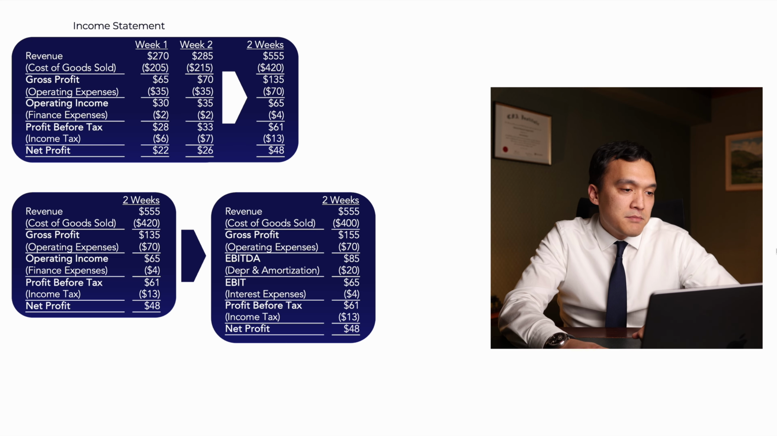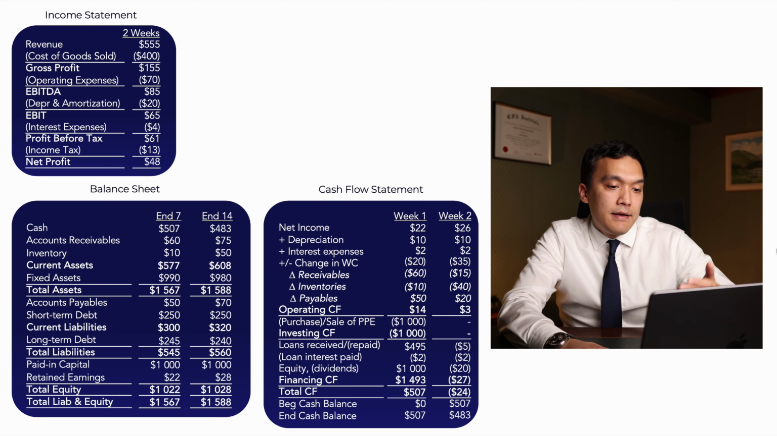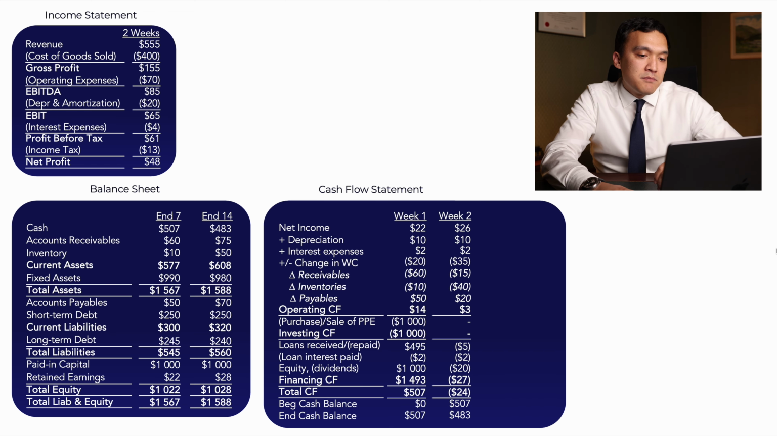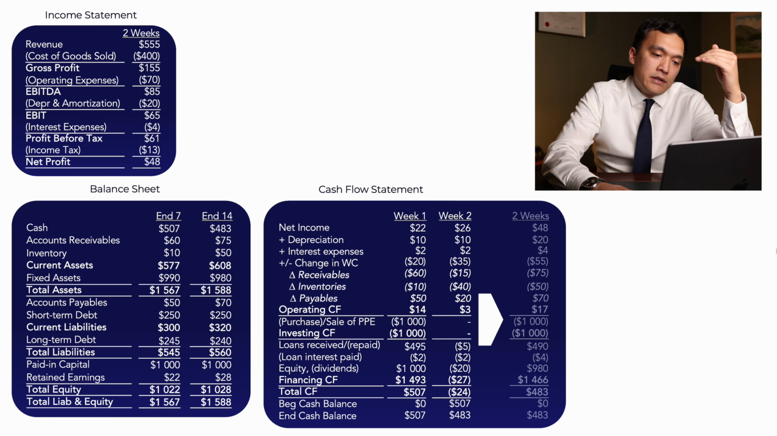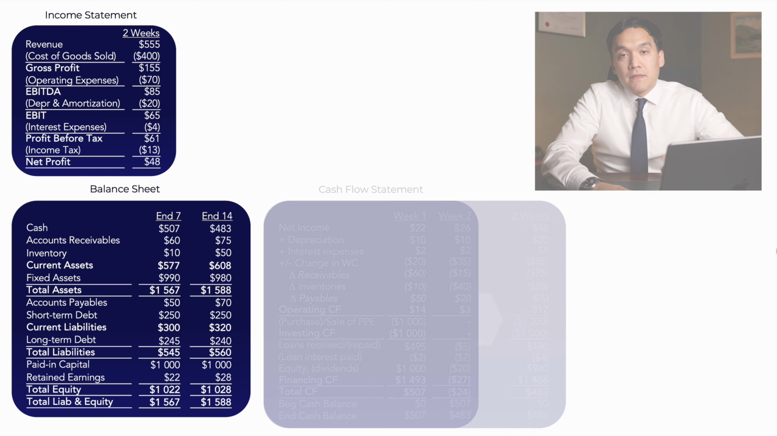We got our income statement and now we need to deal with the cash flow statement. Similar to the income statement, we just need to add line by line week 1 with week 2 and get our cash flow statement for 2 weeks. This is what we did here, and now our financial statements are ready.